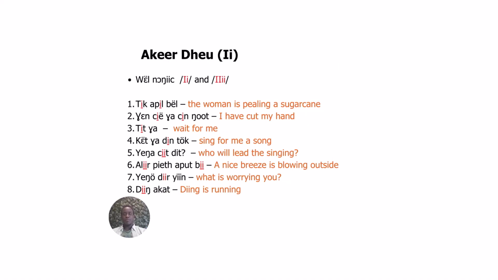So these are the words that have E, single E, and E, double E. First one is: Take appeal, bill. The woman is peeling a sugarcane. Enche achin ngot. I have cut my hand. Tit up, wait for me. Ket adin tuk, sing for me a song. Yenga cheat dit, who will lead the singing?